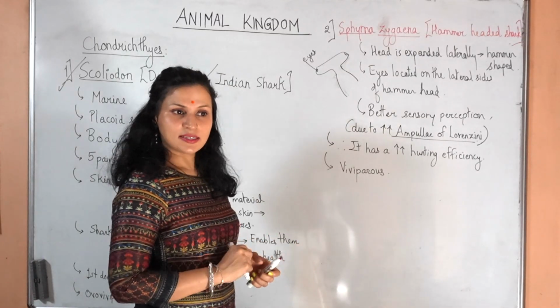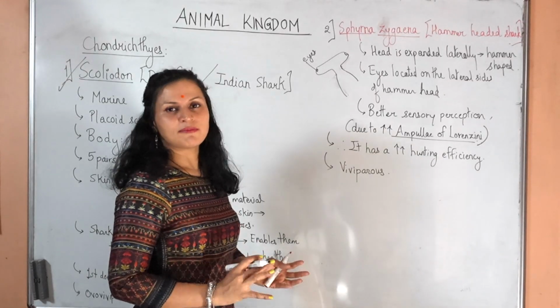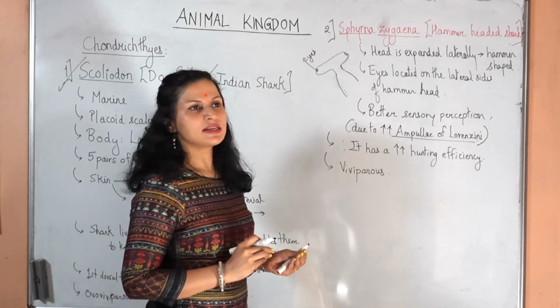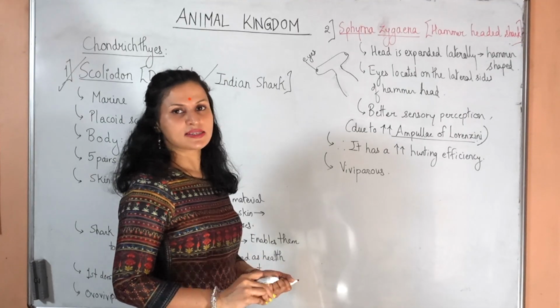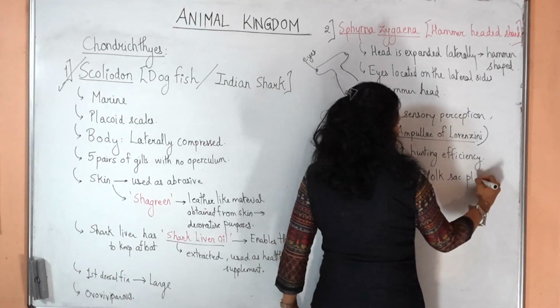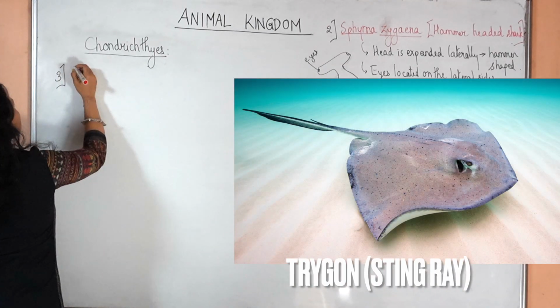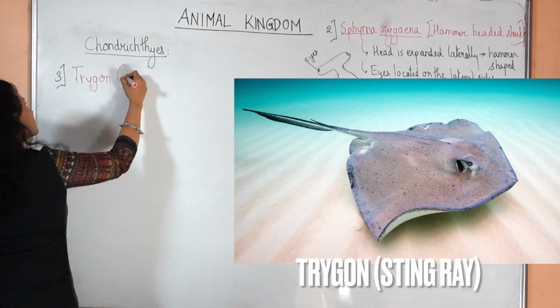They form placenta. Okay, very simple type of placenta in the evolutionary lineage. It's called the yolk sac placenta. Yolk sac placenta. Third example that we are doing is Trygon, also called the Stingray.